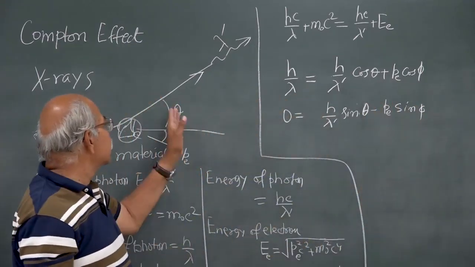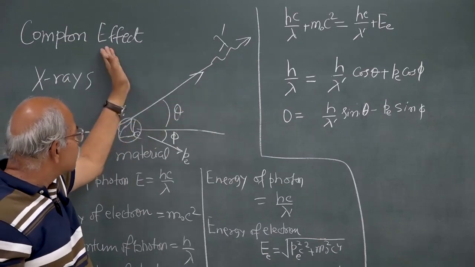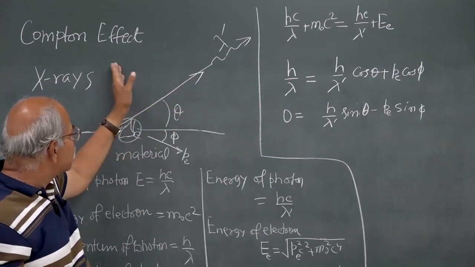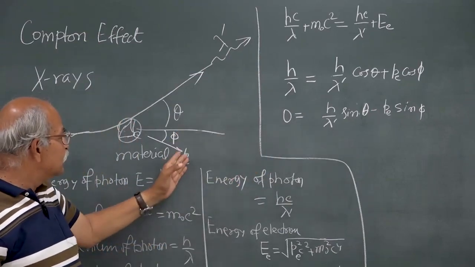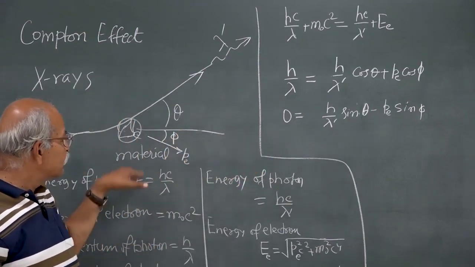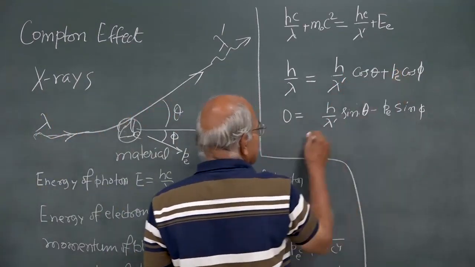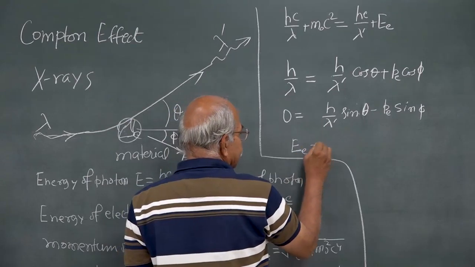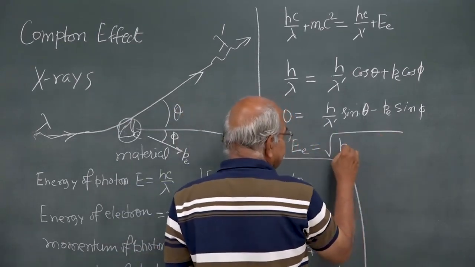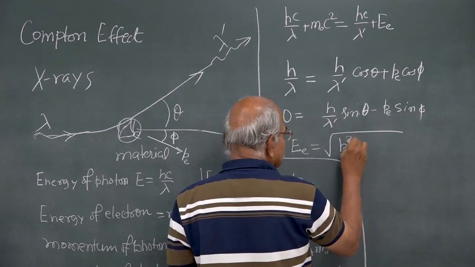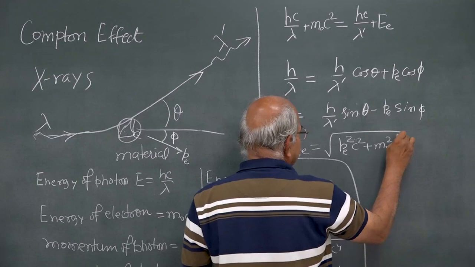So in the x direction you have h by lambda prime cos theta, in the y direction you have h by lambda prime sin theta. Similarly, for this, in the x direction Pe cos phi and in the y direction Pe sin phi, and this Ee and this Pe are related as Ee equals square root of Pe square c square plus m naught square c to the fourth.